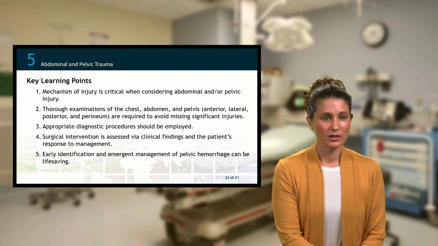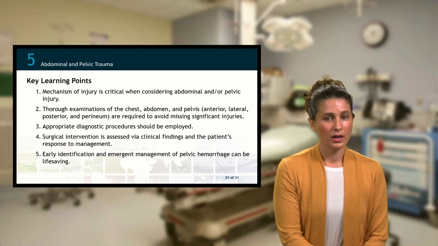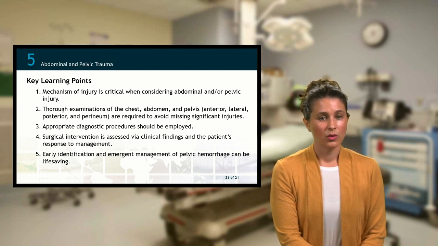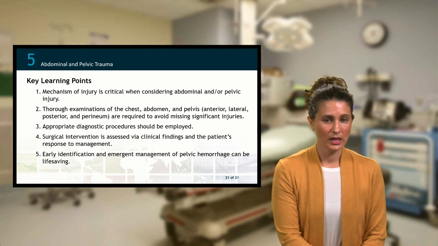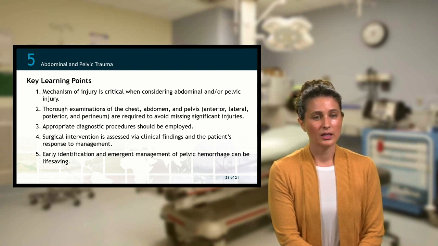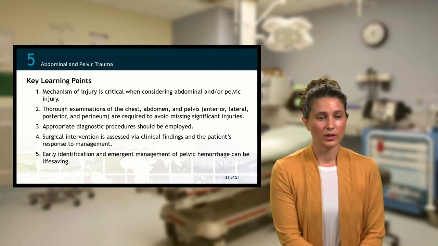The key learning points from this lecture were that mechanism of injury is critical when you're considering injuries to the abdomen and pelvis. A thorough examination of the chest, abdomen, and pelvis includes evaluating all sides, the anterior, lateral, posterior, and perineum, to avoid missing significant injuries. Appropriate diagnostic procedures should be employed. And we talked about obtaining a FAST exam and CT scans with IV contrast and potentially delayed films, which would indicate potential for a bladder injury.